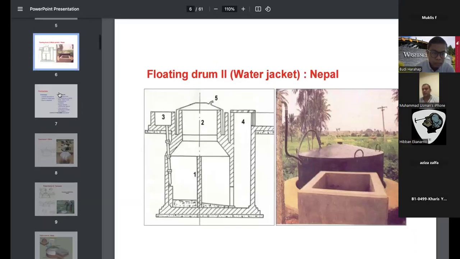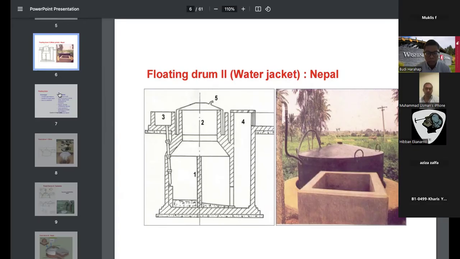This is another type of biogas plant, a floating drum. It is the same as the previous one, but this is from Nepal, and they have made some modification to the KVIC biogas plant. Instead of the slurry going directly into the outlet tank, there will be 4 to 5 parts in all of the biogas plants, which I am going to show you.